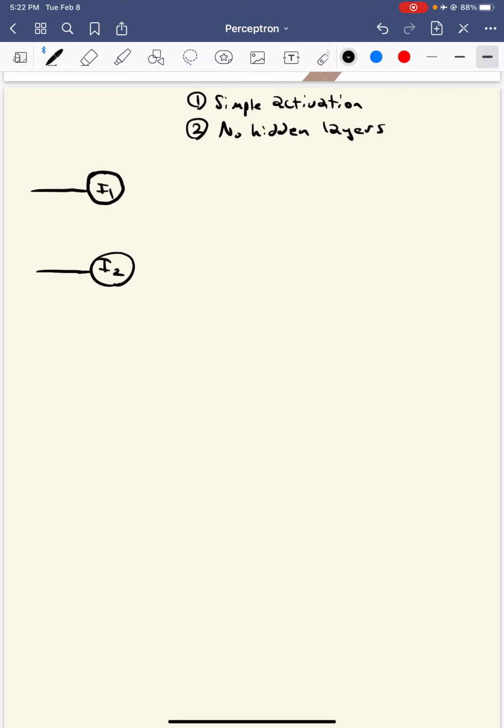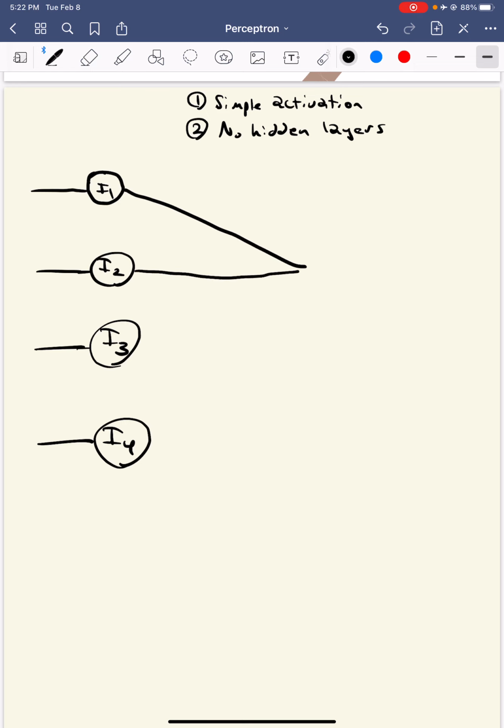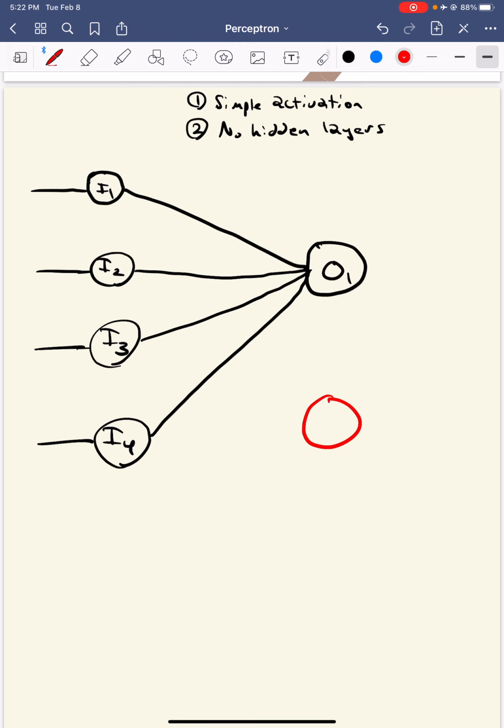The Heaviside function, if you're familiar with that, is the activation function, but it's not necessary to know the name of it because it's pretty straightforward. So this is just a schematic of a simple perceptron with two outputs.